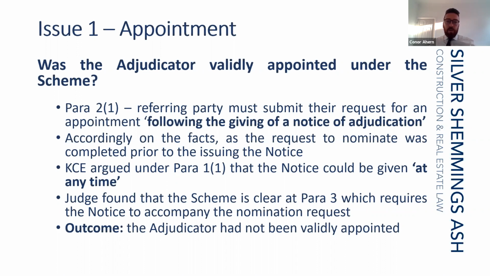Kingstone tried to argue under paragraph 1 that the notice could be given at any time, but the judge found that the scheme is clear at paragraph 3, and it requires the notice to accompany the nomination request. The outcome was that you cannot serve the request to nominate before the notice, and as a result, the adjudicator here was not validly appointed.